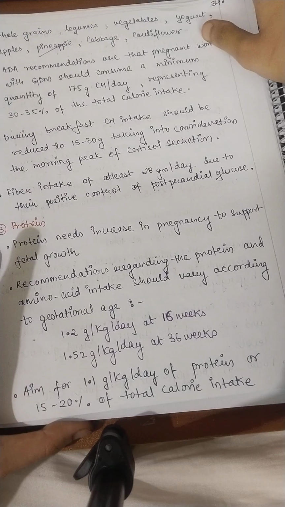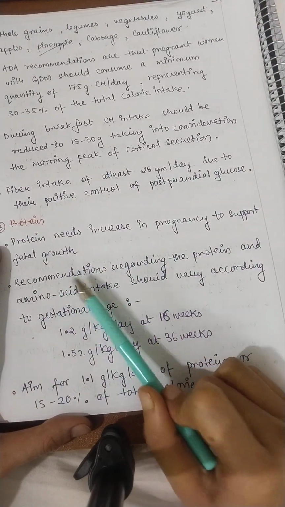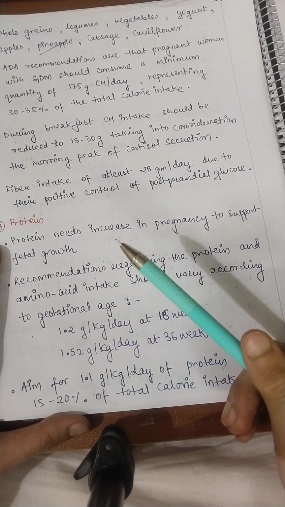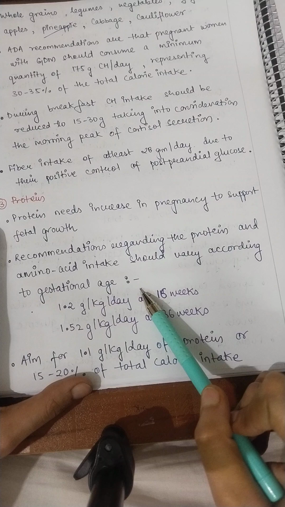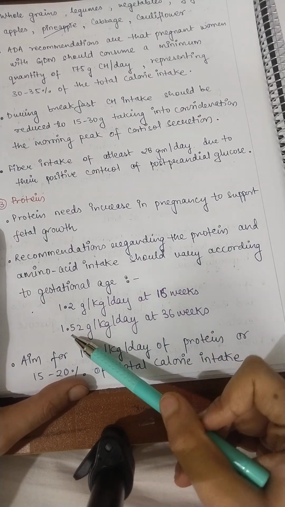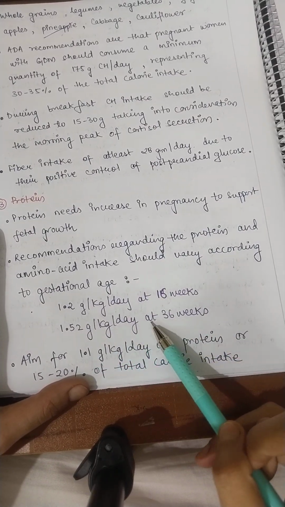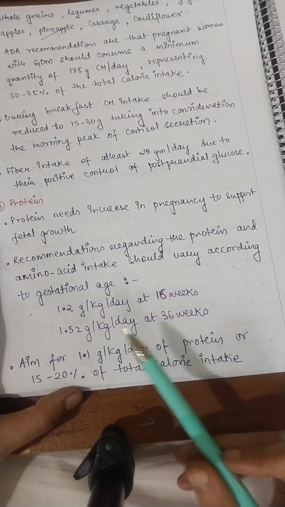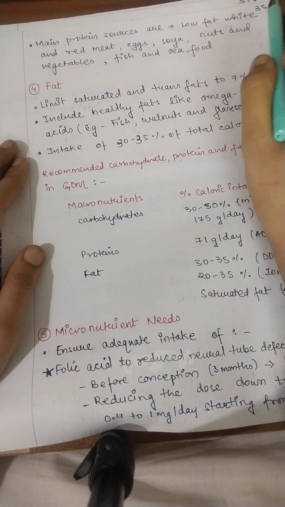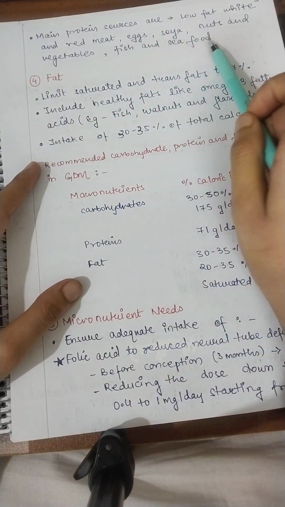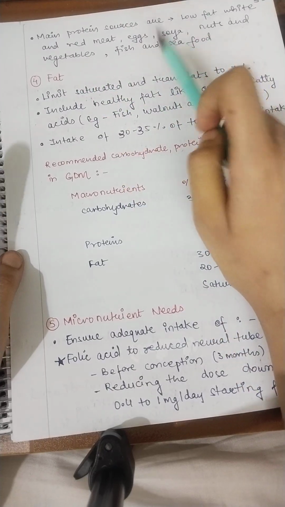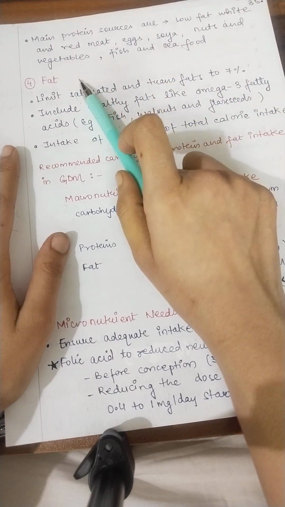Then protein need increases in pregnancy to support fetal growth. Recommendation regarding protein and amino acid intake should vary according to gestational age, according to the growing needs of the fetus. Like 1.2 gram per kg per day at 16 weeks, it should be increased to 1.52 gram per kg per day at 36 weeks. Aim for 1.1 gram per kg per day of protein and/or 15-20% of the total calorie intake. The main sources should be low fat white and red meat, eggs, soya, nuts and vegetables, fish and seafoods. It should be hygienic and clean before giving to pregnant females.